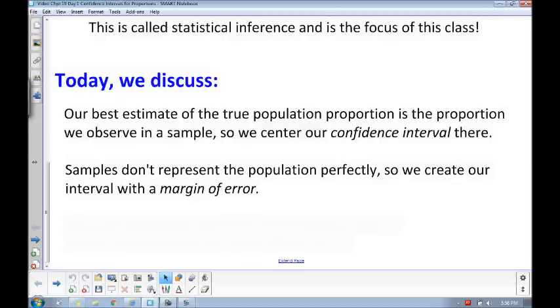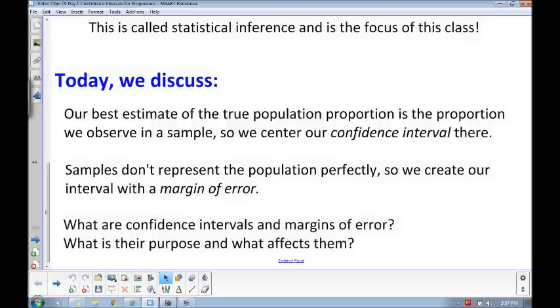Remember, samples are not always perfect. In fact, some of them are going to be quite off. It depends upon how big the original population was and how big your sample was. So because samples are not perfect representations of the population, they're not perfect parameters, we create an interval with what we call a margin of error. It's kind of like a fudge zone. You know what, I think it's going to be here, but I'm going to be satisfied if it's within this area.